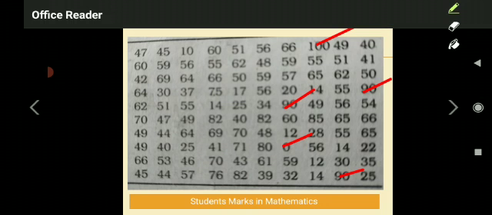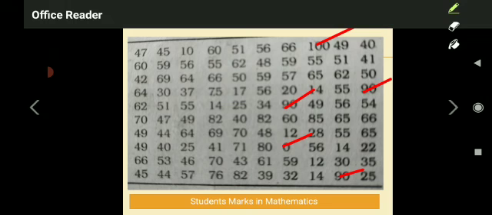Class mark of the first class interval is 4.5. You know why? 0 plus 9 is 9 only. 9 divided by 2 is 4.5, like that. 10 plus 19 is 29. 29 divided by 2 is 14.5. Okay, like this, all calculations are there in class mark.